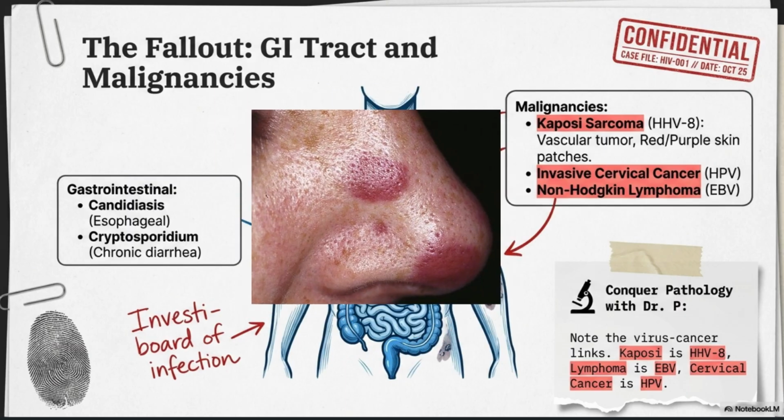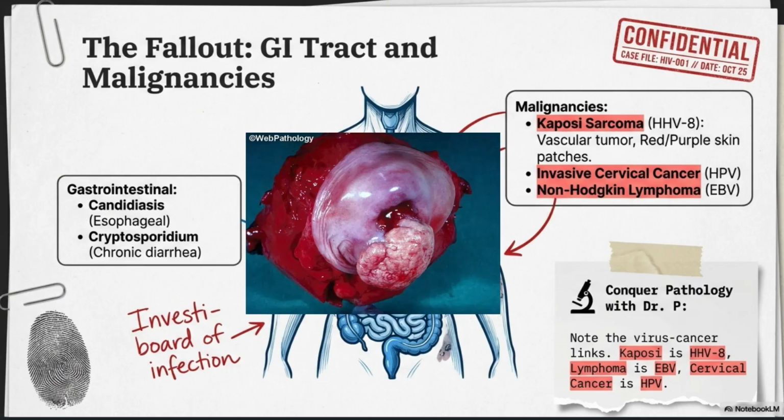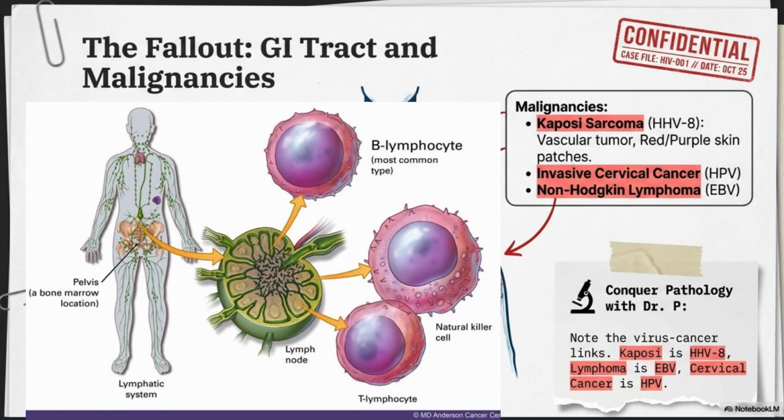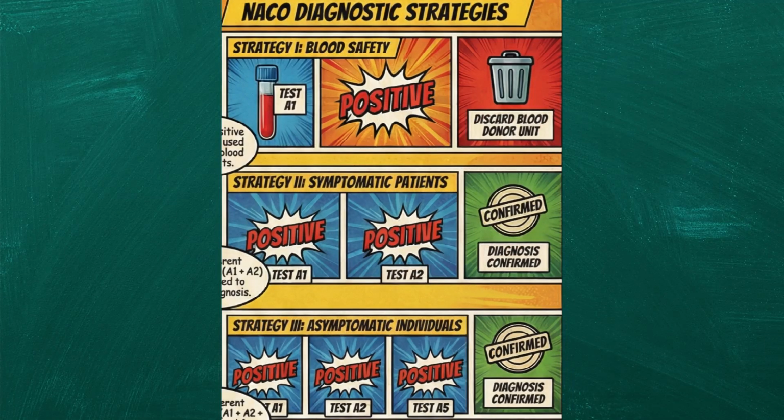Malignancies. Kaposi sarcoma. It is caused by HHV8. It is a vascular tumor and is seen as red or purple patches on skin. Invasive cervical cancer. It is HPV driven. Non-Hodgkin's lymphoma, EBV driven.